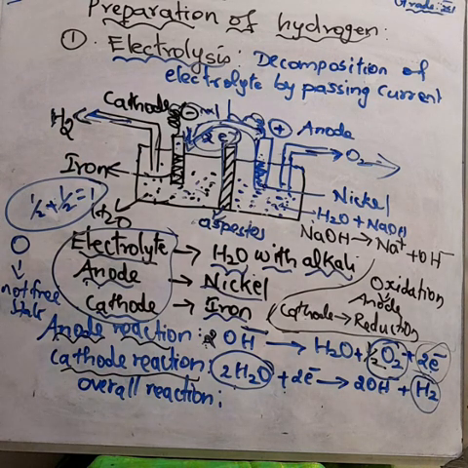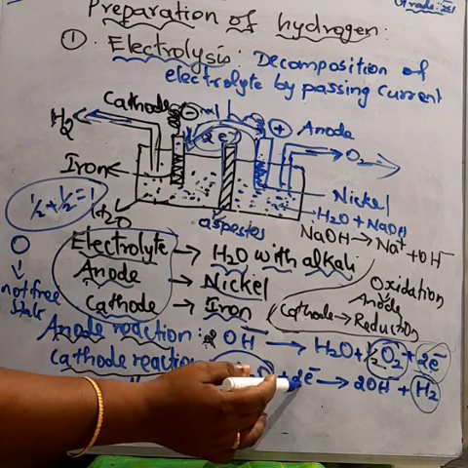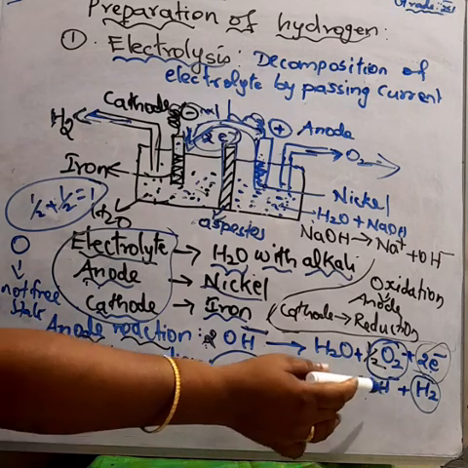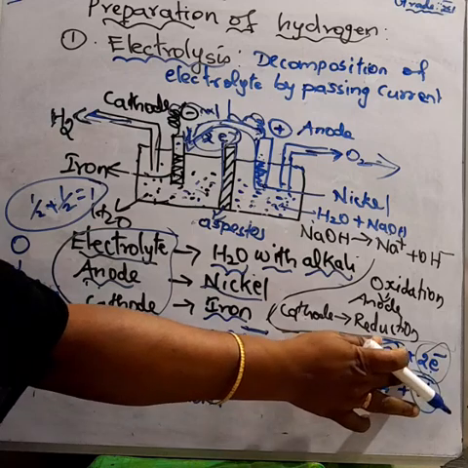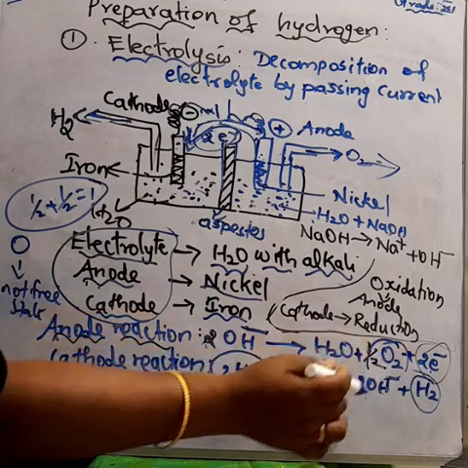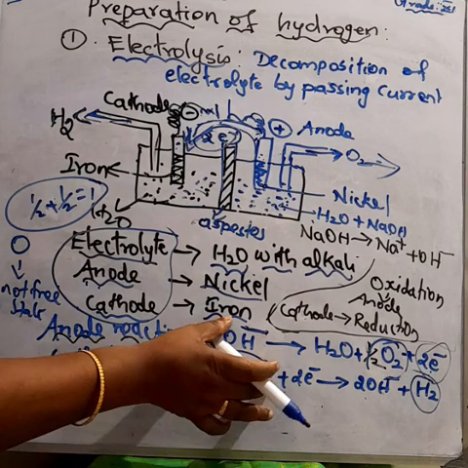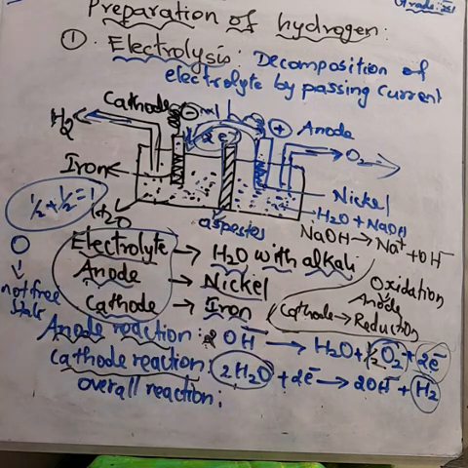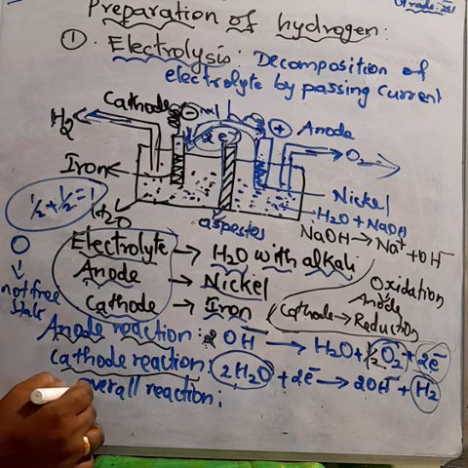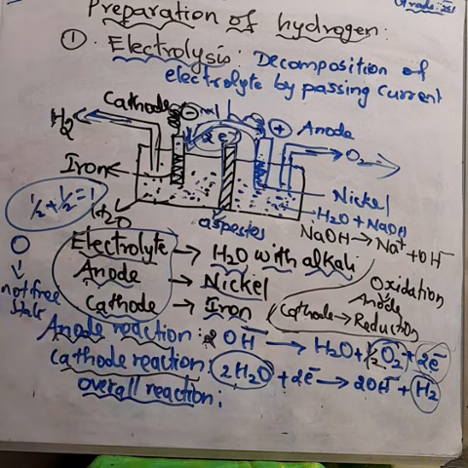H2O plus 2 electrons forms 2 OH minus and hydrogen gas. Understood? These are the 2 reactions, the anodic reaction and the cathodic reaction. And what is the overall reaction that takes place here?